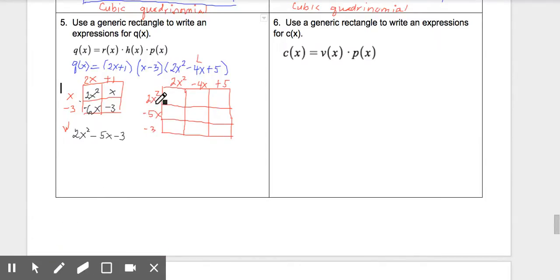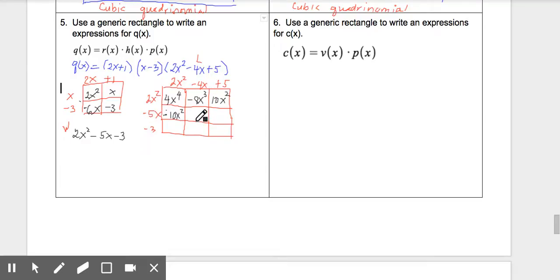So now let's multiply. 2 times 2 is 4. X squared times x squared is x to the 4th. We will add those exponents. So when we're multiplying, we add exponents. 2x squared times negative 4x is negative 8x cubed. 2x squared times 5 is 10x squared. Negative 5 times 2x squared is negative 10x squared.